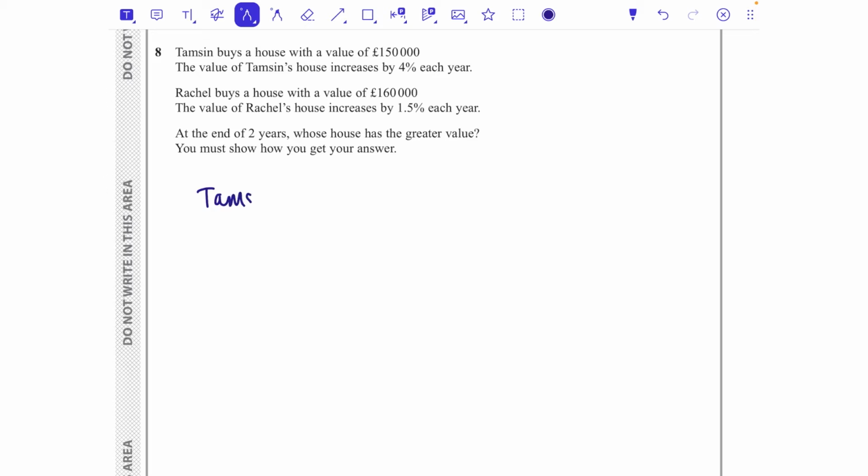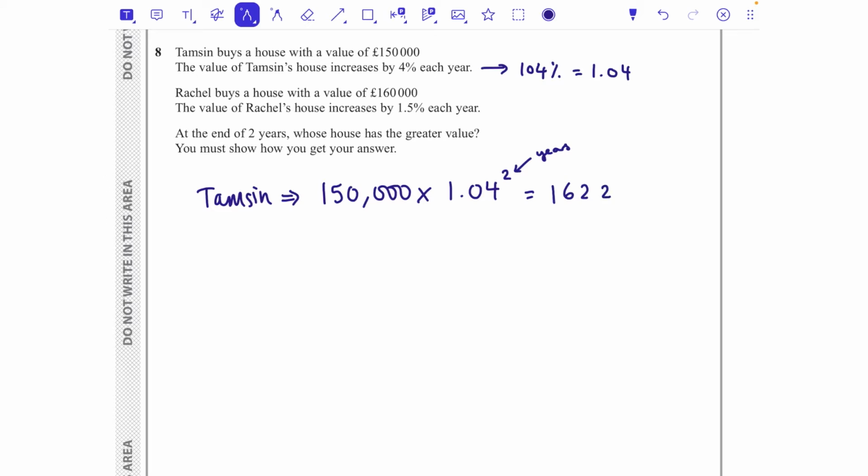For Tamsin, we've got 150,000, and we're timesing that by 1.04 to the power of 2. We want 104%, and as a decimal, that's 1.04. So we times it by 1.04 for the first year, and then we times it by 1.04 again. So that's the same as squaring it. This is the number of years up here as the power. So typing that in my calculator, 150,000 times 1.04 to the power of 2 is going to be 162,240. So that's Tamsin's house after 2 years.